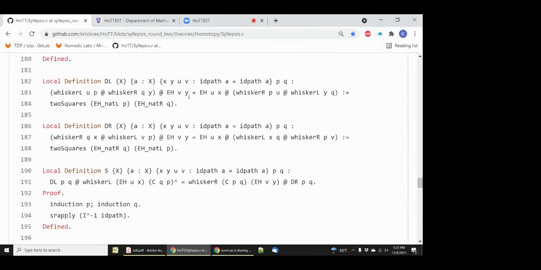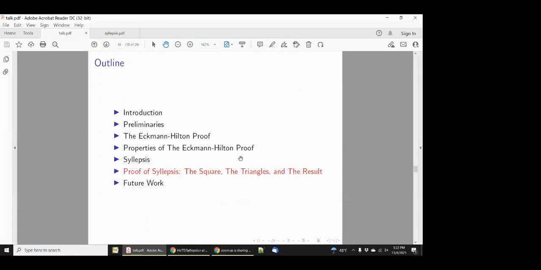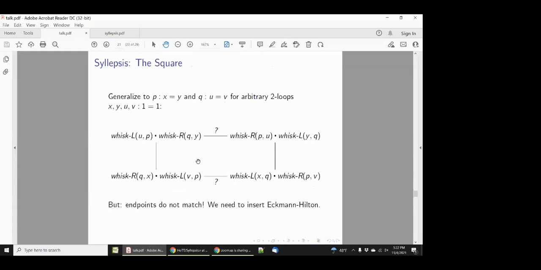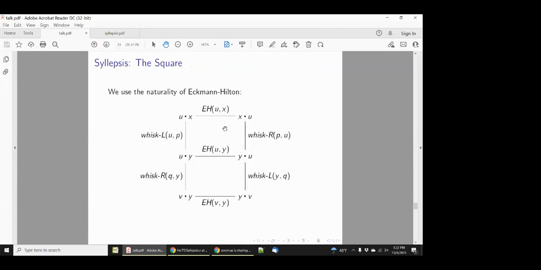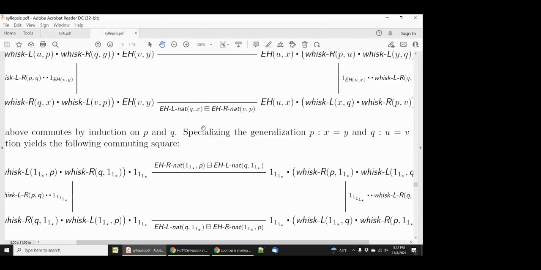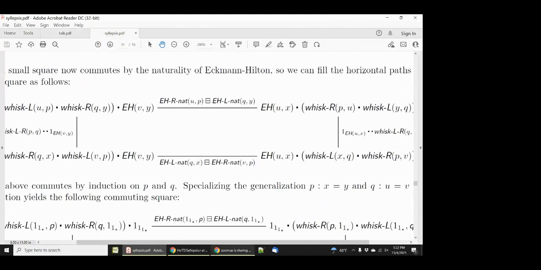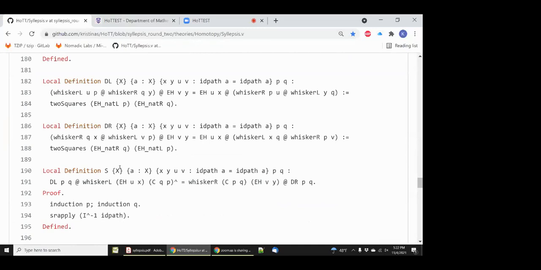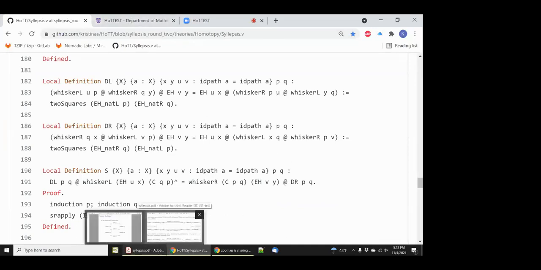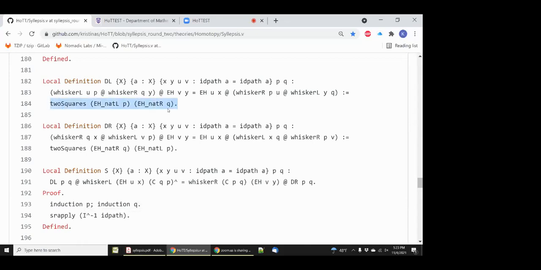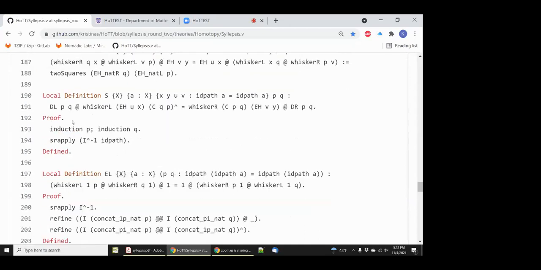And now we are doing the diagram. S stands for square, and here I am proving that the square commutes. The commutativity of this square corresponds exactly to this, where DL and DR are the two edges that we constructed by means of the two squares. Hence we see that they're defined as these compositions of two squares. So this proves that the square commutes.